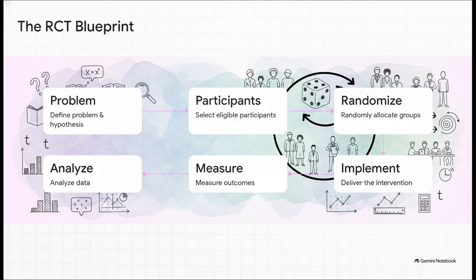Step 5. Measure the outcomes using highly reliable tools. Poor measurement will ruin an otherwise brilliant design. And finally, Step 6. Analyze the data using appropriate statistics, like t-tests or regression analysis, to see if the experimental group actually showed significantly better results.